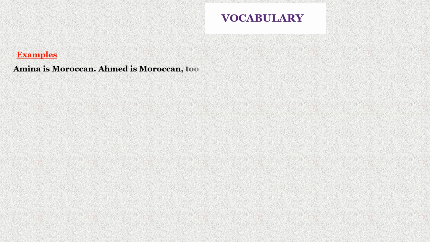Now, look at this example. Amina is Moroccan, Ahmed is Moroccan too. As you can see, here we have two sentences. Amina is Moroccan, Ahmed is Moroccan too. And we also have a repetition. Is Moroccan, is Moroccan. So, let's join and have one sentence. So, we have both Amina and Ahmed are Moroccan. You see, to join we have both and.